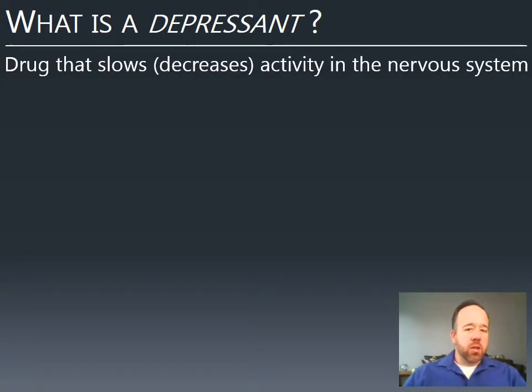Depressants don't make you depressed in the psychological sense. The use of the term depressant here just means it decreases activity in the nervous system. The opposite of a depressant is a stimulant. It is not an antidepressant, which is a class of drugs we'll actually talk about next week. So bear that in mind. A depressant describes what it does to the nervous system, not what it does on a psychological level.